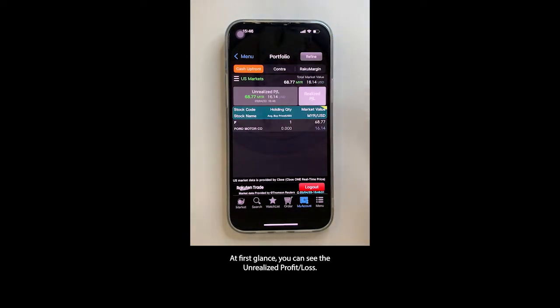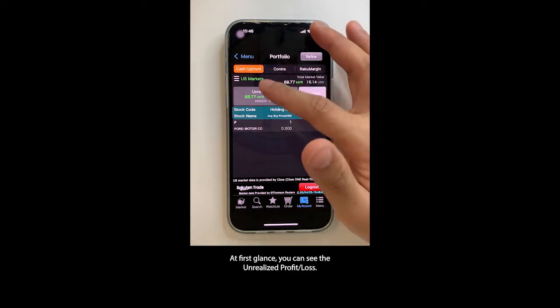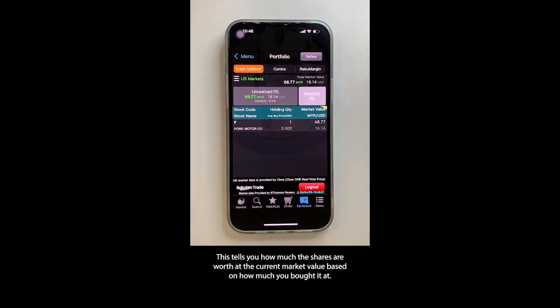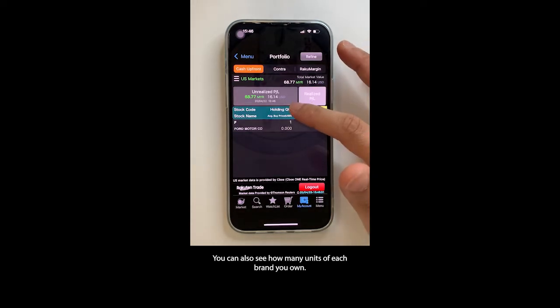At first glance, you can see the unrealized profit or loss. This tells you how much the shares are worth at the current market value based on how much you bought it at. At the lower part of the screen, you will see market value of the share denoted in bold MYR and USD. You can also see how many units of each brand you own.